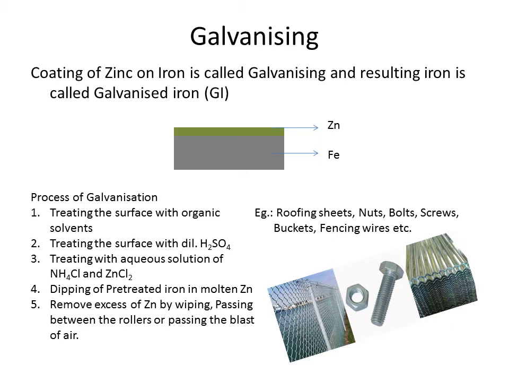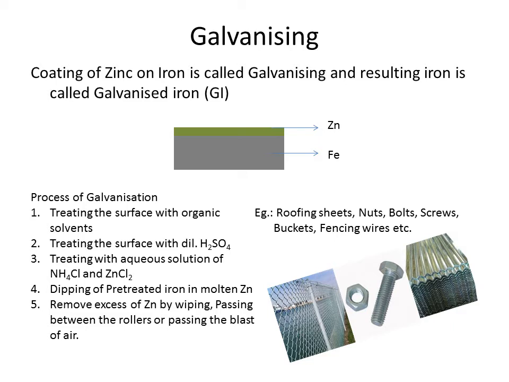Since a layer of zinc is deposited on the surface of the iron, as zinc acts as anode, it will undergo corrosion, whereas iron, which is lying below that, will be protected because it will be acting as a cathode. As long as a small part of zinc is still there, nothing will happen to the iron.